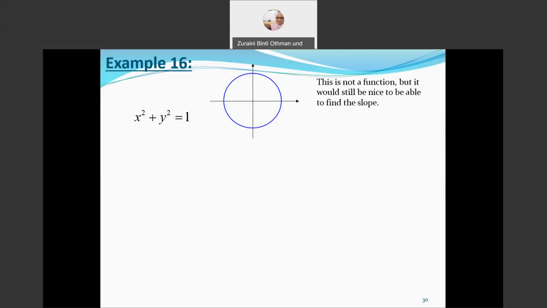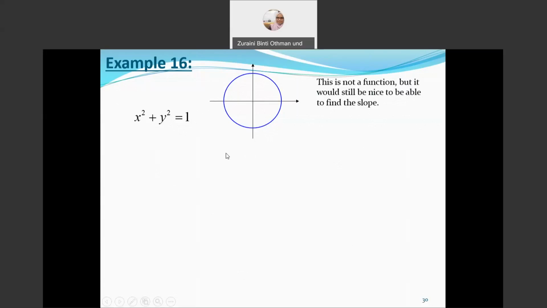Okay, this is the formula for bulatan. Okay, one ni is our radius 1. Okay, so here this is not a function, but it will still be nice to be able to find the slope. Okay, kenapa dia bukan function? Sebab ingat lagi fungsi kalau kita lukis satu garis menegak dekat sini, kalau dia touch 2 times, dia bukan fungsi kan? Okay, tetapi it's okay.